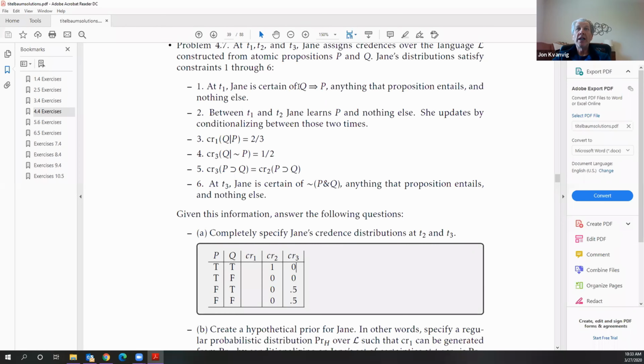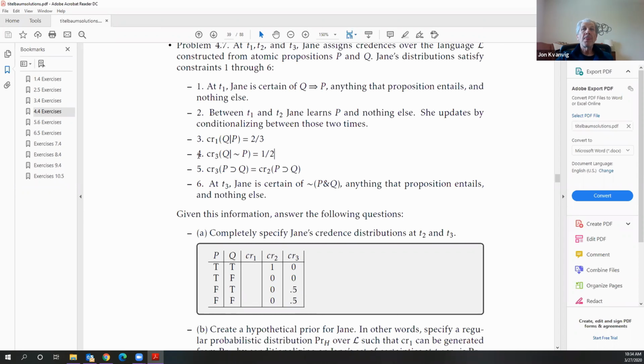At time T1, she's certain that Q entails P, but we're not asked to fill in anything at that time for right now. So let's make sure that we did the credences. What's the credence for P and Q? Oh, that 3 is about time 1 as well. The credence for Q given not P is the credence of Q and not P, which is 0.5, divided by the credence of not P, which is 1, and 0.5 divided by 1 is 0.5. So that credence is honored.